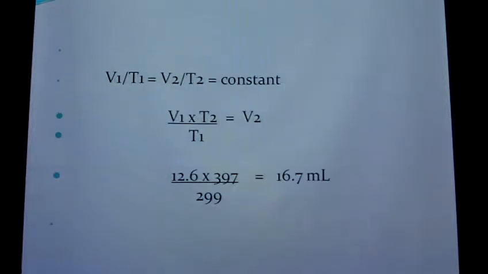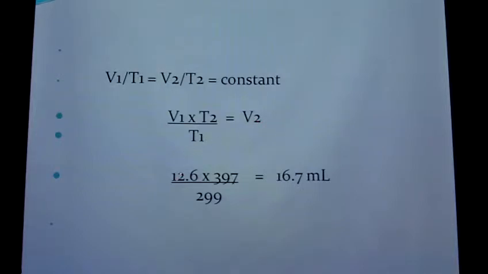We have V1 over T1 is equal to V2 over T2. That's equal to a constant. And now let's solve for V2. We have V1 times T2 divided by T1 is equal to V2. Now let's plug in.